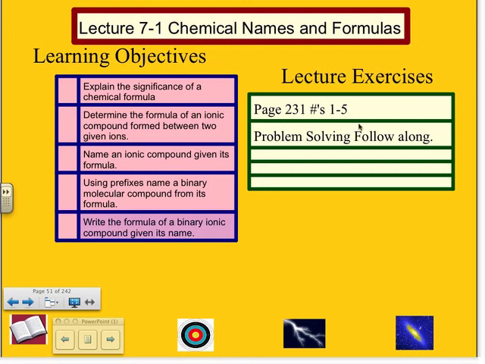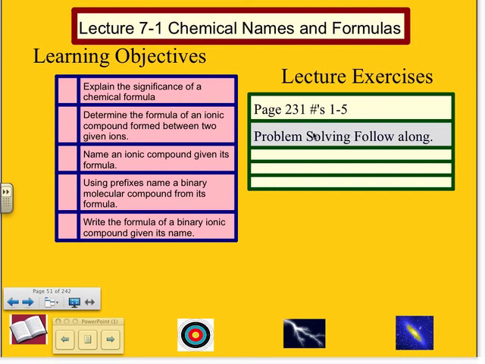Today our lecture exercises are page 231, numbers 1 through 5, and we're doing problem solving follow along, which means during our lecture I'd like you to follow along with 2 or 3 problems that I do with the lecture so you can kind of get what we're doing.